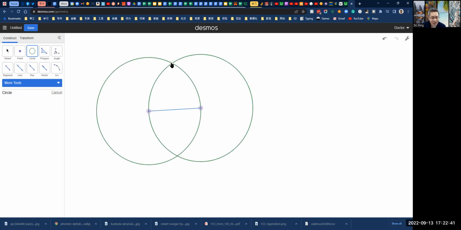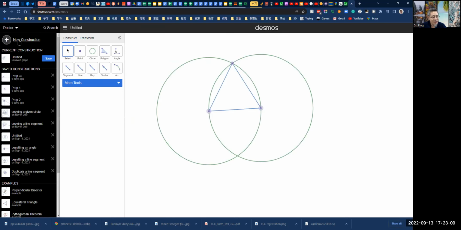Then let's go back to here. Find the intersect point, and then we got a perfect equilateral triangle. And today we're looking at proposition 2, and we're going to use proposition 1 because that is proven, so we can use it. Okay, so here is how things go for proposition 2.